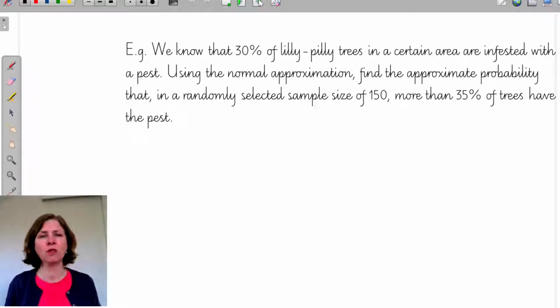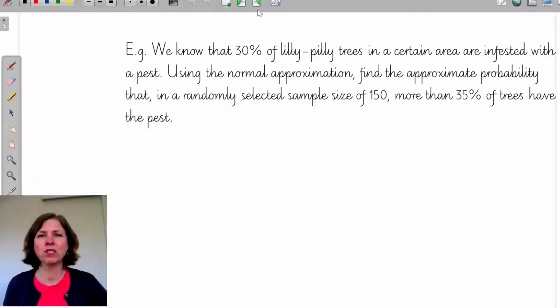So let's look at this question. We know that 30% of lily-pilly trees in a certain area are infested with a pest. Using the normal approximation, find the approximate probability that in a randomly selected sample size of 150, more than 35% of trees have the pest.